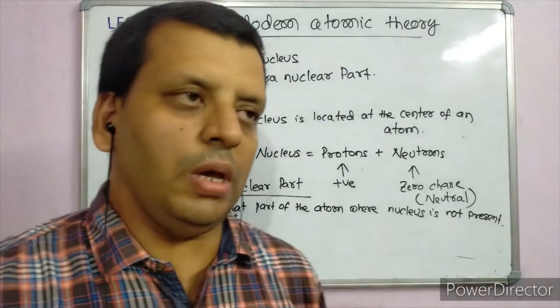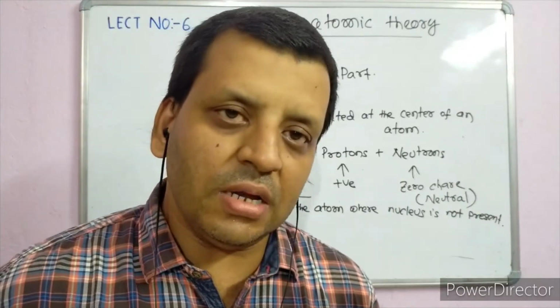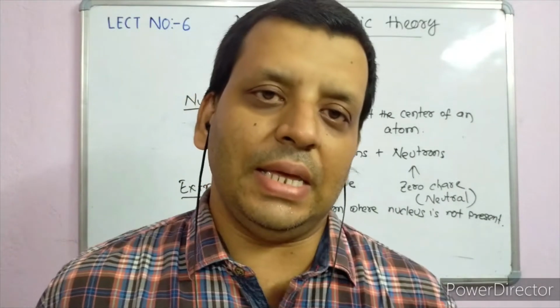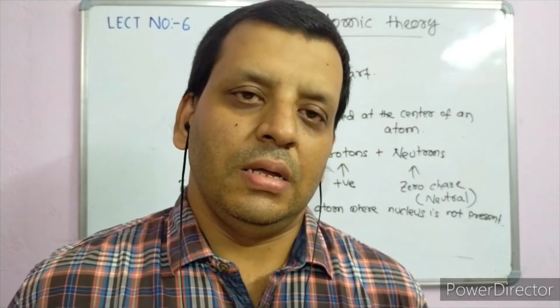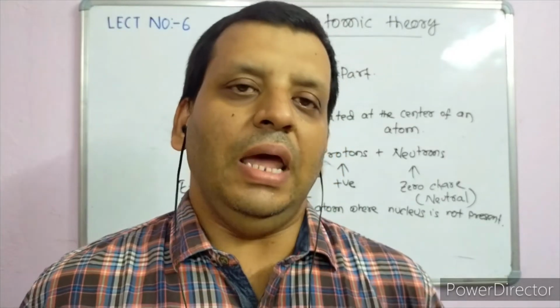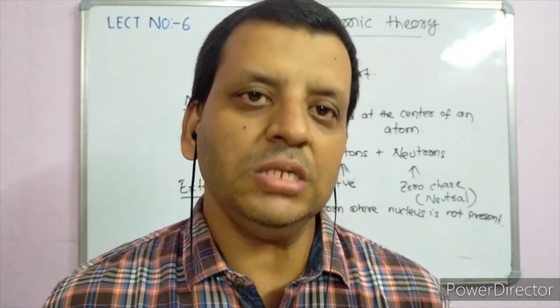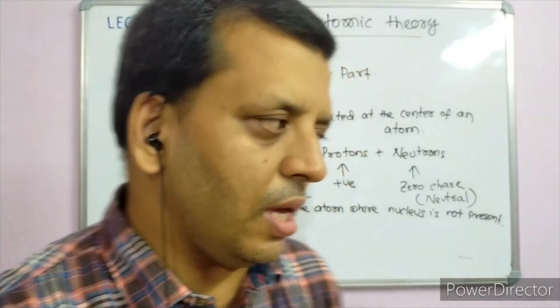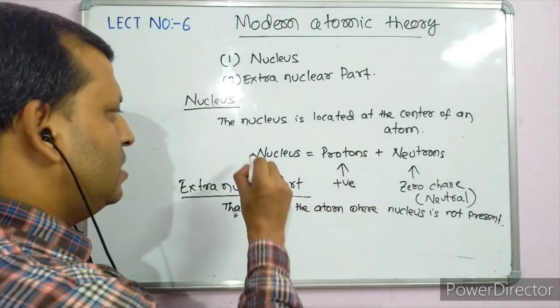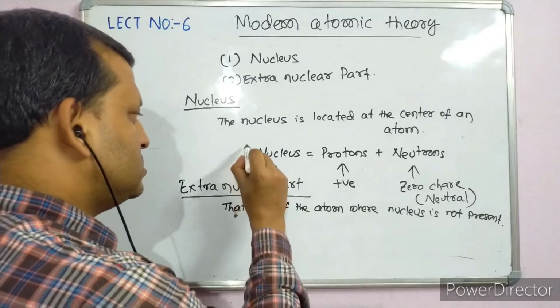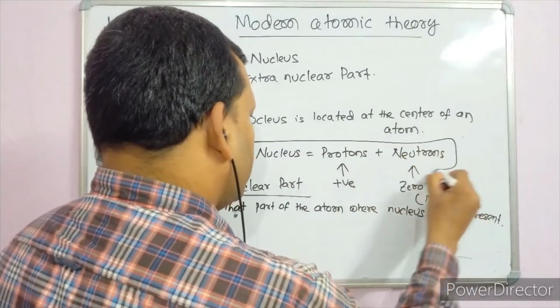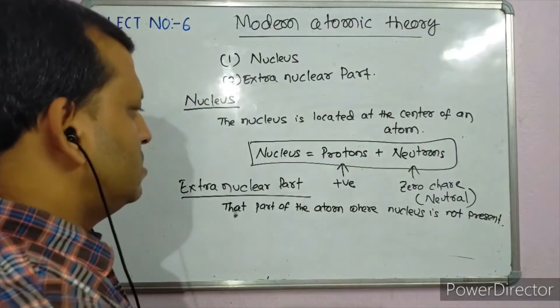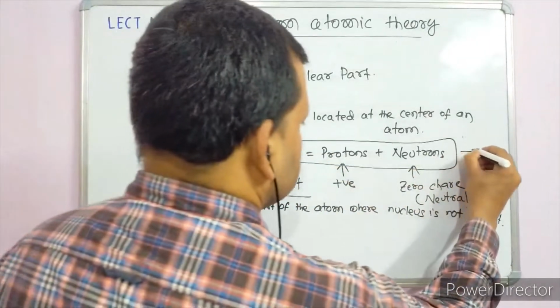Dear friends, we all know that under ordinary conditions, an atom is electrically neutral. That means the net charge of an atom is 0. But we have seen that there is something known as the nucleus which has a positive charge. So the nucleus has a positive charge.